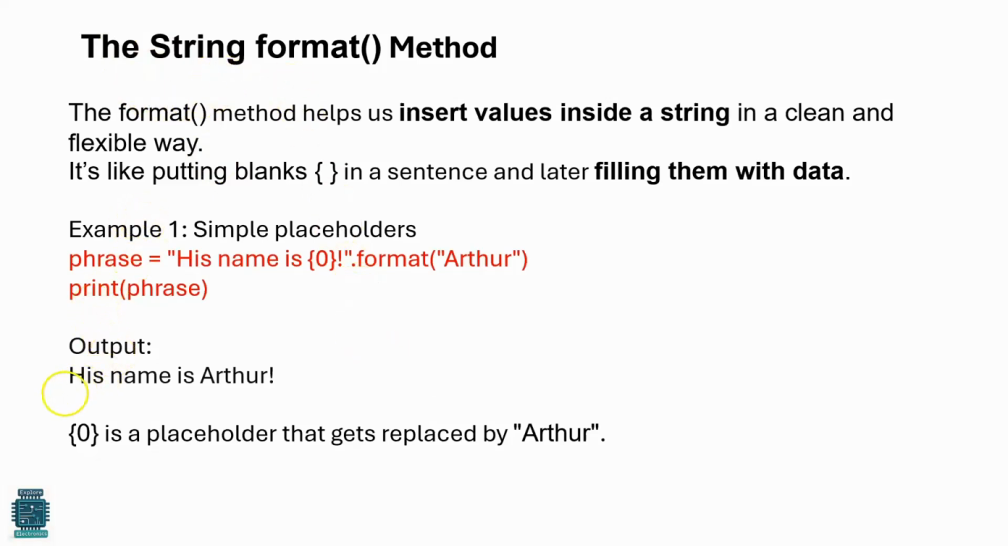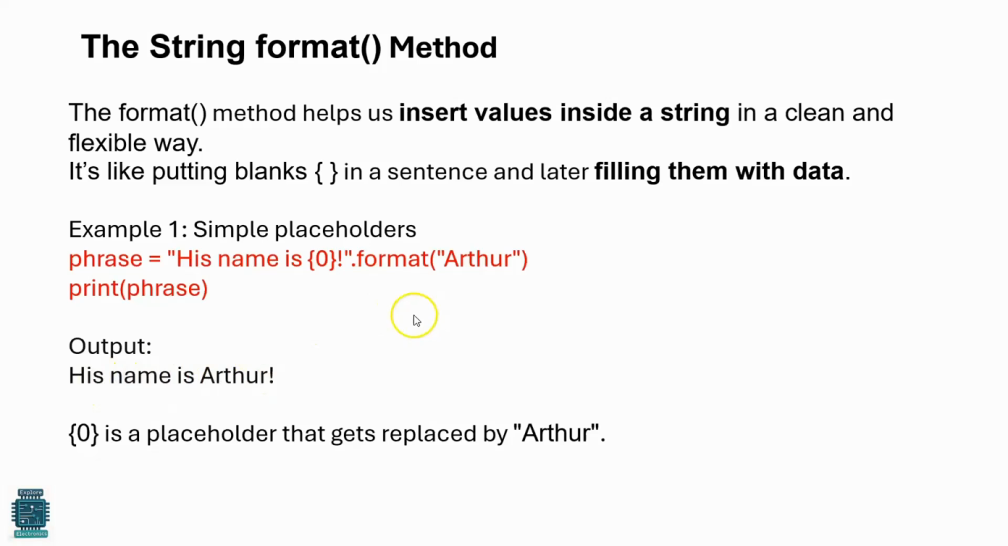Let us see a simple example for that, which is a simple placeholder. The phrase I have taken is "His name is {0}".format("Arthur"). Here, print phrase, and the output I will get is: His name is Arthur. Because "His name is {0}", I have taken dot format. I am using the format method here. I have given Arthur here. This Arthur will go to that 0th position and I will get the output as: His name is Arthur.